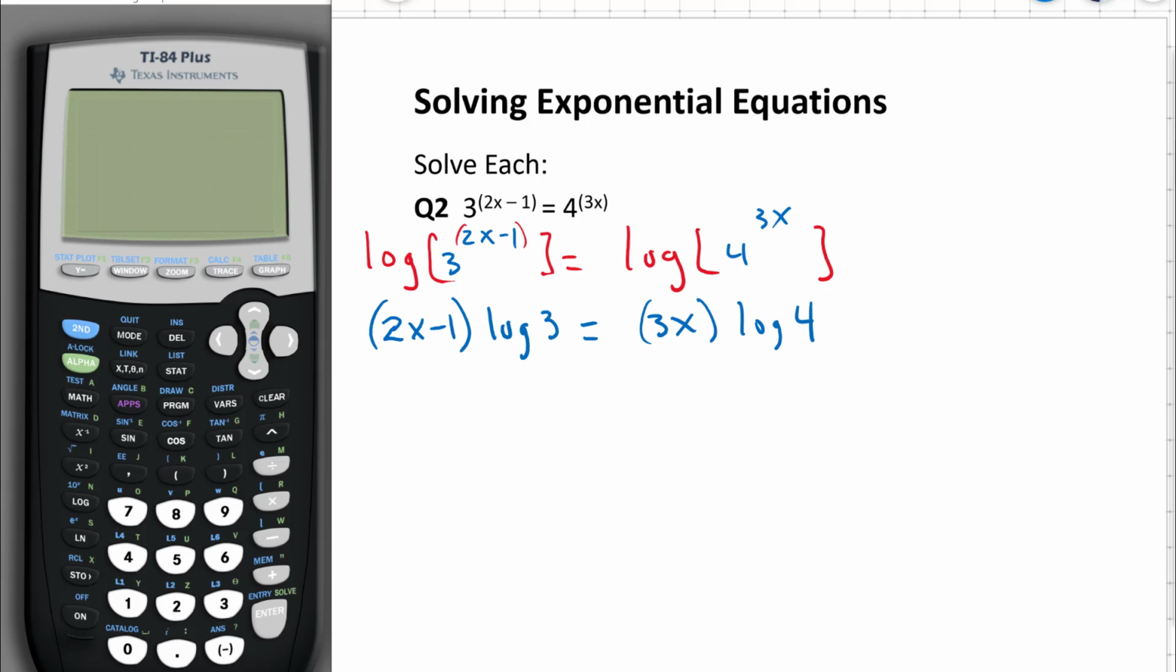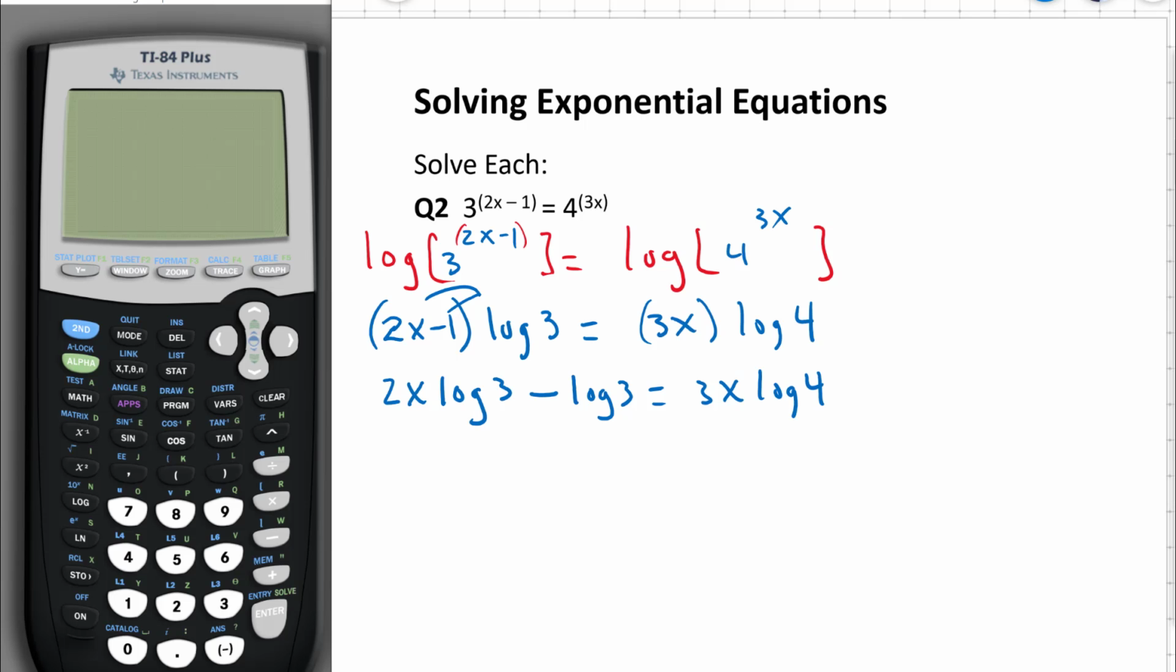Now the expression on the right isn't such a big deal because there's no subtraction, so I don't have to distribute. But on the left, that is crucial. So speaking of distributing, I'm going to distribute, get rid of those parentheses. 1 times log 3 is itself, and 3x log of 4, these parentheses weren't really doing anything.